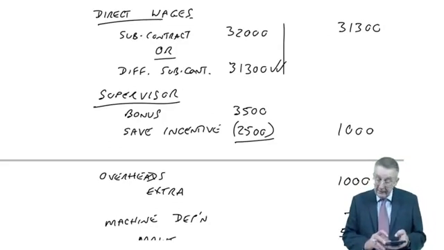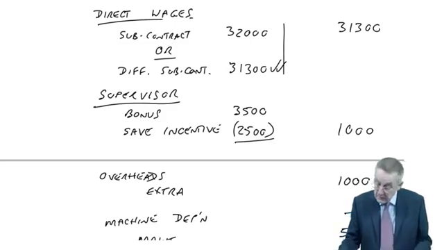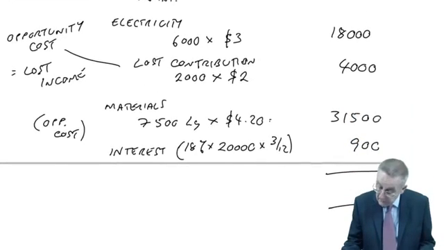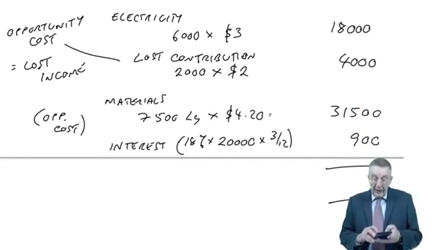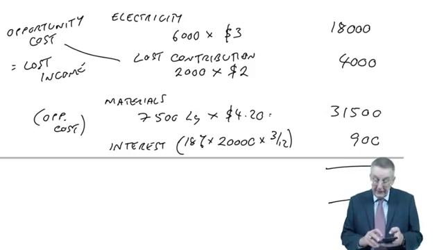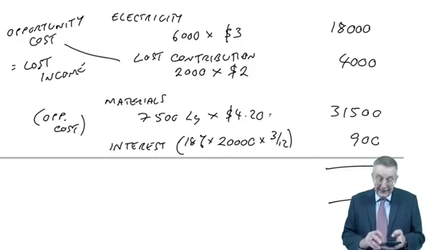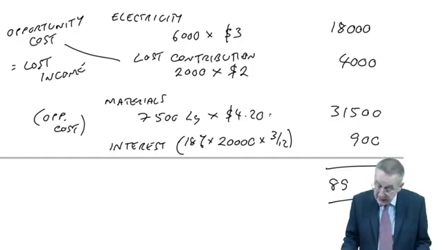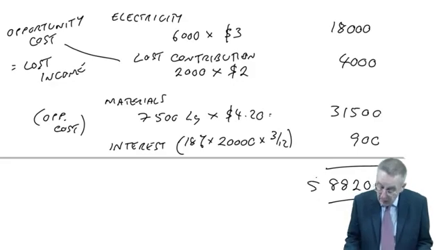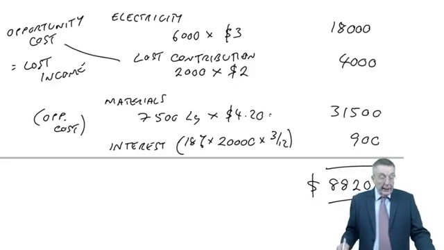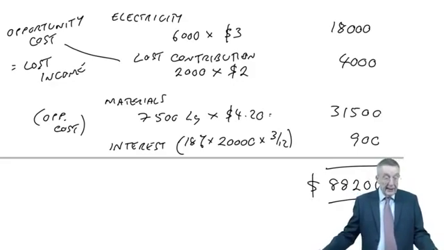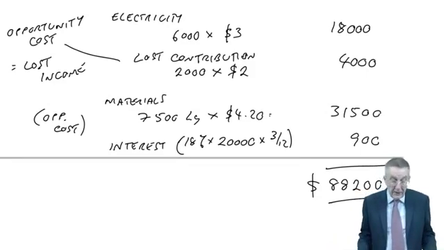31,300, 1,000, 1,000, 500, 18,000, 4,000, 31,500, 900, 88,200. So I hope I've done my additions right, I think I have, but 88,200.